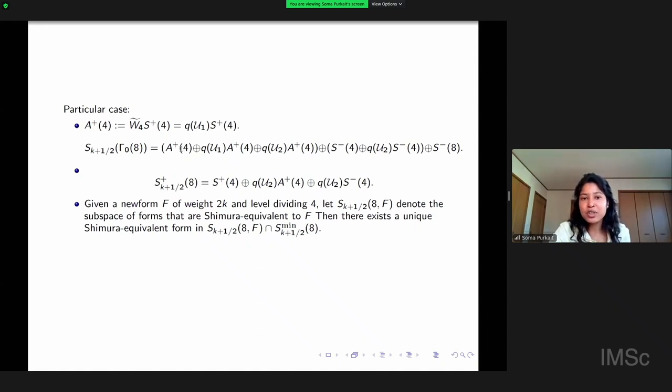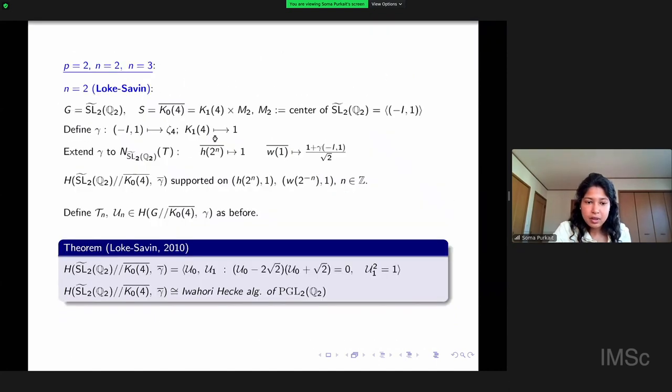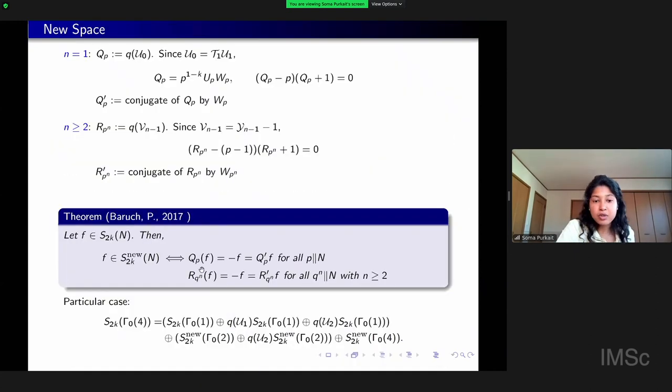If you look at A plus 4, that is precisely corresponding to S2K1, and its conjugate corresponds to S plus 4, the Kohnen plus space. So for S2K gamma naught 4, we have S2K1 and QU1 S2K1. Actually I should do gamma naught 2 when I'm looking at the Kohnen plus space. So gamma naught 2 will have S2K gamma naught 1, direct sum QU1 S2K gamma naught 1.